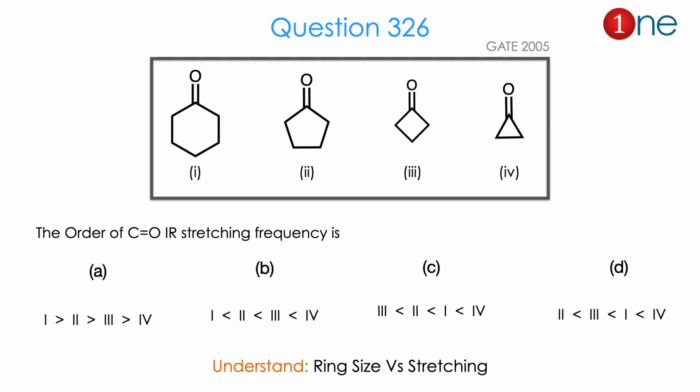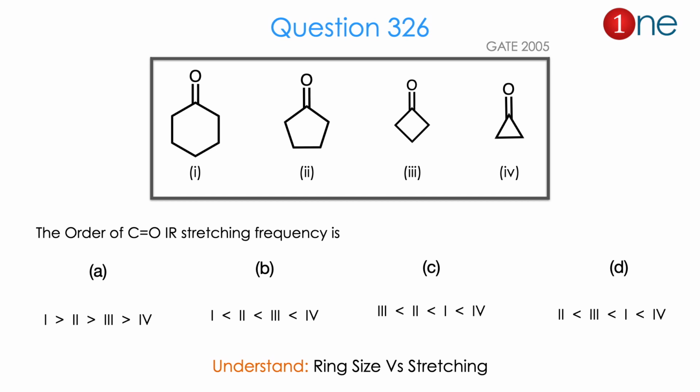Let us see the first question. They have given 4 different carbonyls. The first carbonyl is a 6-membered ring, the second one is 5-membered, the third one is 4-membered, and the fourth one is a 3-membered ring. They are asking for the order of CO stretching frequency, basically FTIR frequency. So the ring size is varying between all 4 compounds. You have to identify how it influences CO frequency.